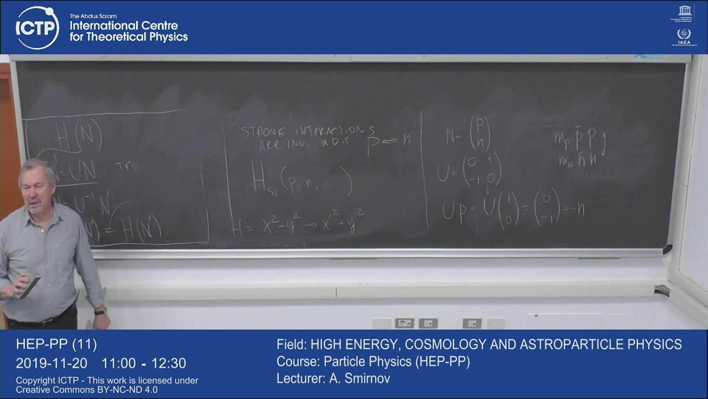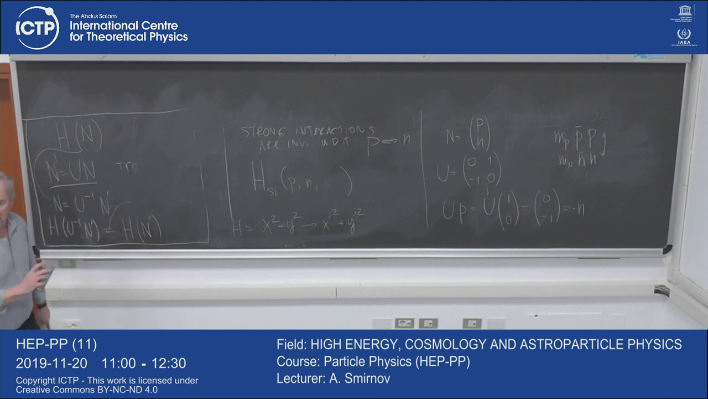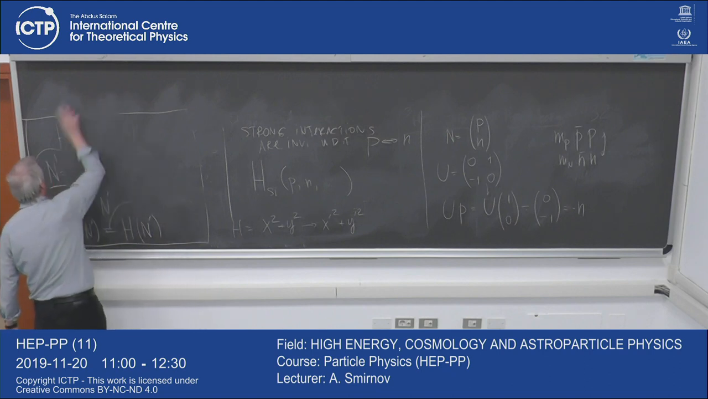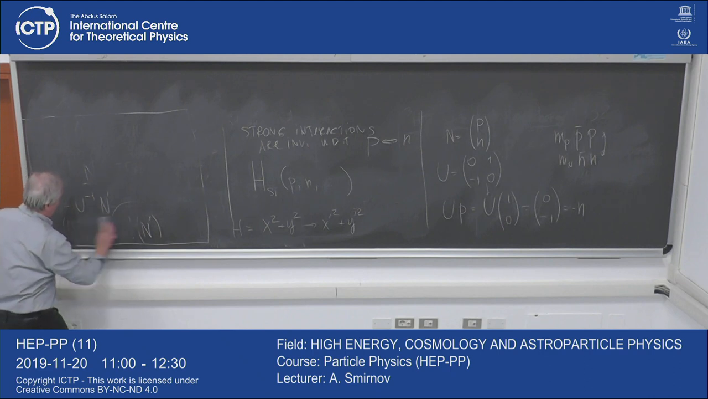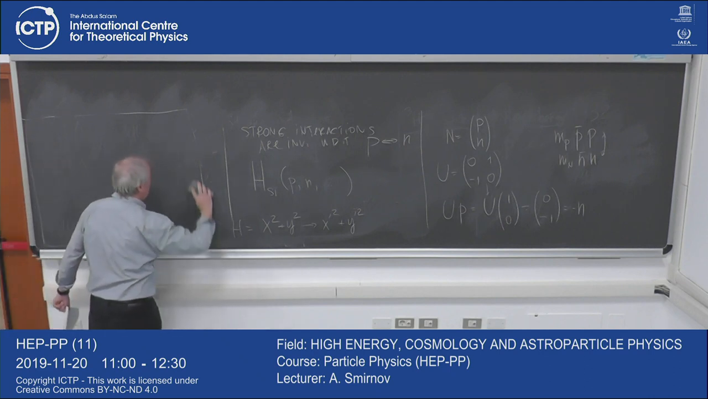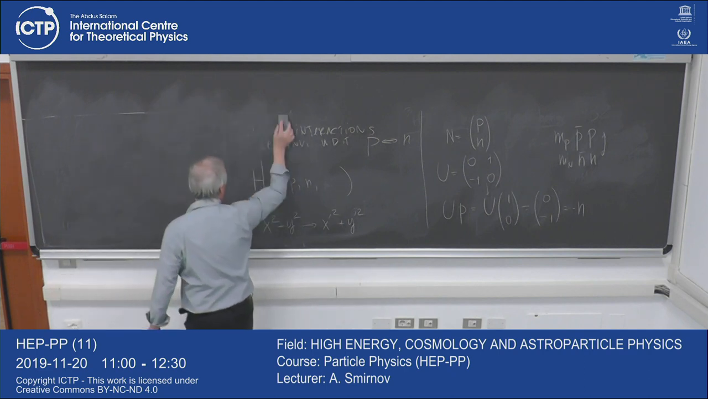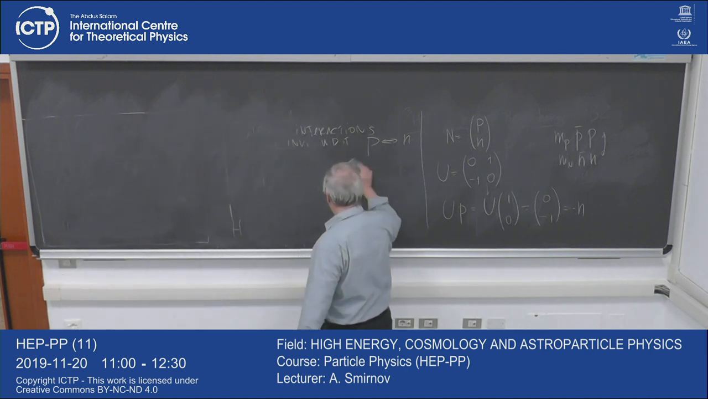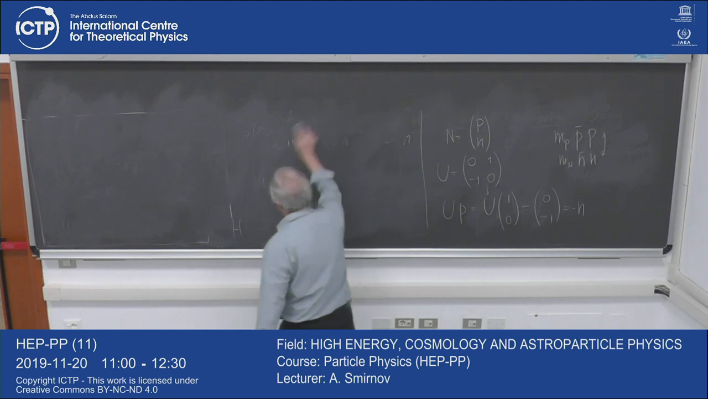Also, weak interactions are breaking this symmetry. So which means that this is not an exact symmetry of the whole theory. Actually, we will observe then that this is to some extent an accidental symmetry.